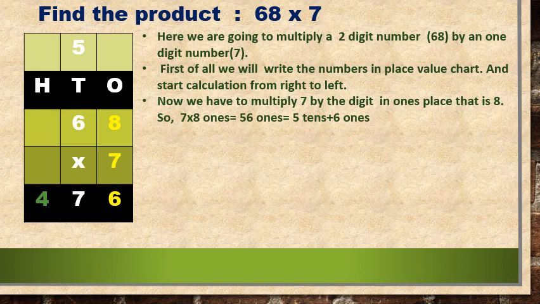Now we have to multiply 7 by the digit in ones place, that is 8. So 7 into 8 ones is equal to 56 ones. Here we are going to use the table of 7 and we know 7 8s are 56. So we can write this 56 like 5 tens plus 6 ones, right?